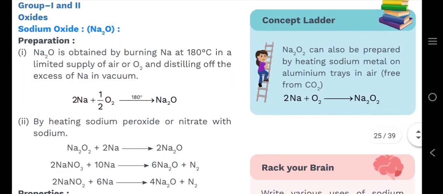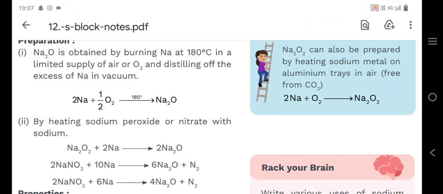Group 1 and 2 oxides. Sodium oxide. Preparation: Na2O is prepared by burning Na at 180 degrees Celsius in a limited supply of air or O2 and distilling off the excess of Na in vacuum. The reaction is Na plus half O2 at 180 degrees gives Na2O. By heating sodium peroxide or nitrate with sodium: Na2O2 plus 2Na gives 2Na2O. NaNO3 plus 5Na gives 3Na2O plus N2. NaNO2 plus 3Na gives 2Na2O plus N2.